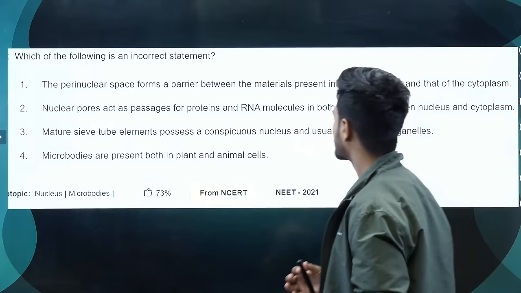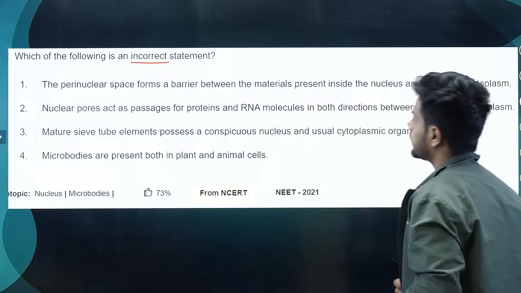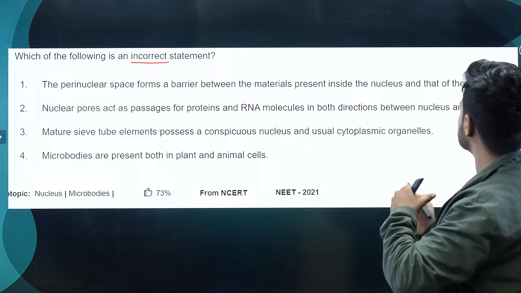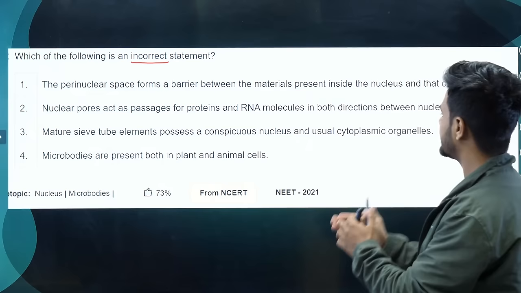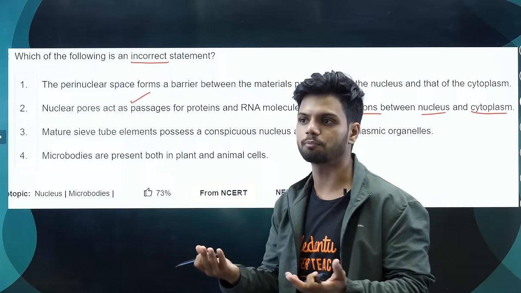Okay. Next question. Which of the following statements is incorrect? The perinuclear space forms a barrier between materials present inside the nucleus and that of the cytoplasm. Yes. Nuclear pores act as a passage for protein and RNA molecules in both directions between nucleus and cytoplasm. This is also correct, obviously. That is the function of nuclear pore, right?